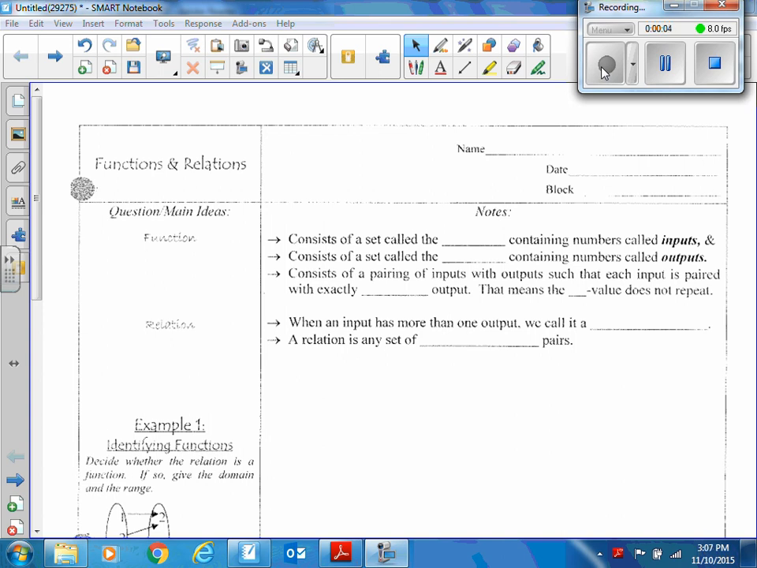Okay, today's video is going to introduce functions and relations. We did talk a little bit last class about relations and the multiple representations of them, but now we're also going to add in functions.